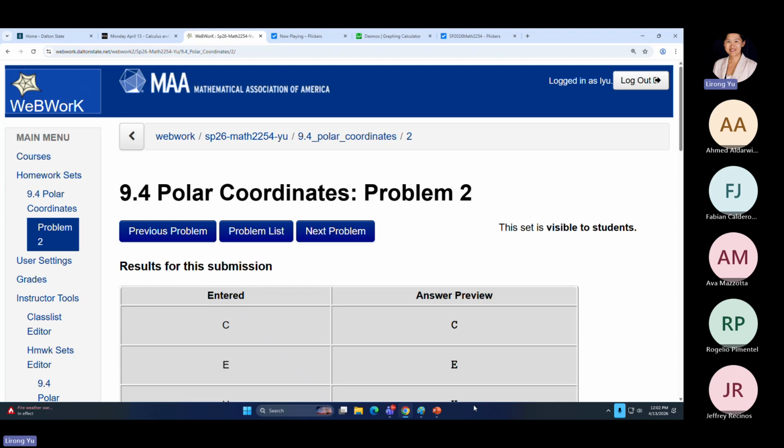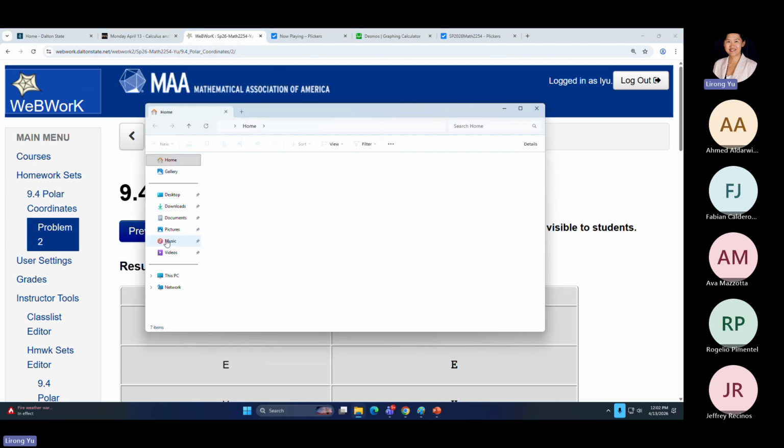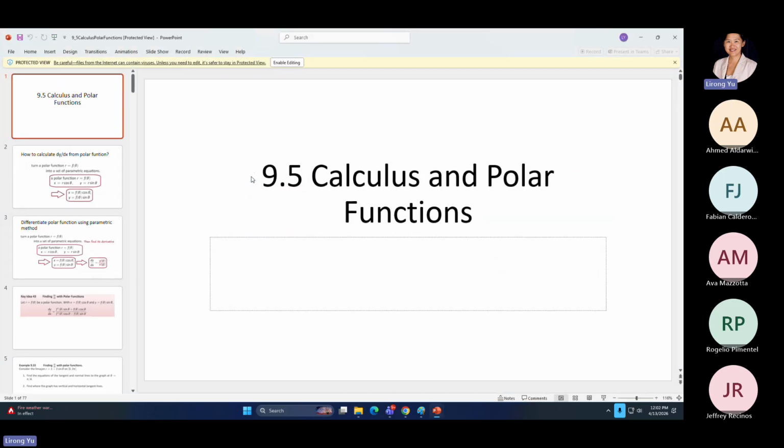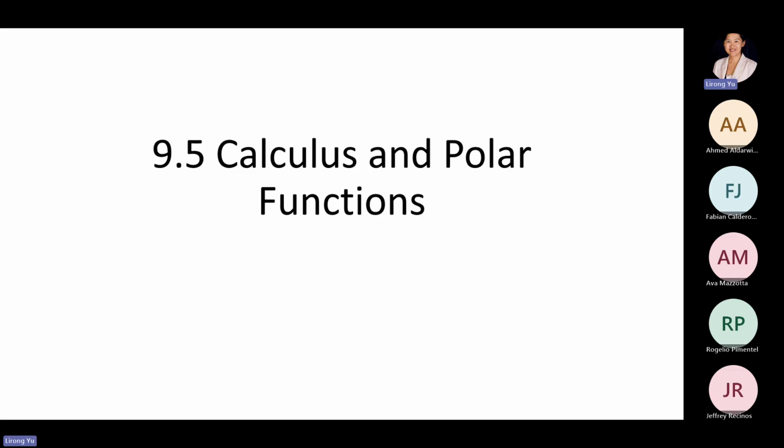All right, in the meantime, I'm going to move a little bit forward because I feel like we're a little bit behind schedule. So let me start a little on 9.5. Kind of like the relation between 9.3 and 9.4: we studied parametric equations in 9.2, and then we do calculus in 9.3. In 9.4 we introduced polar coordinates, and in 9.5 we talk about calculus with polar curves or polar functions.